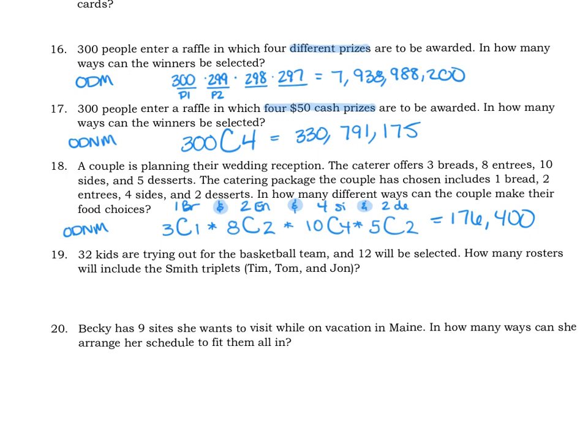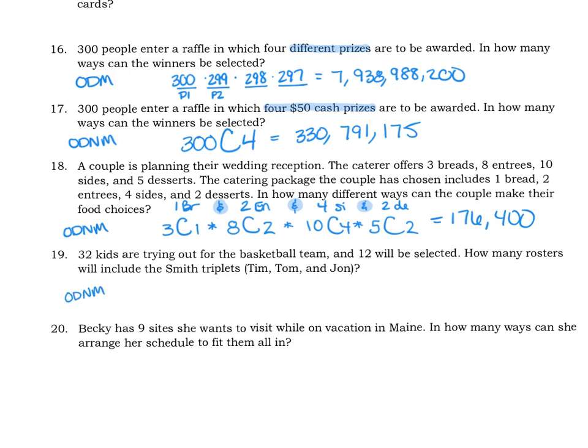Number 19, 32 kids are trying out for basketball. 12 will be picked. How many rosters will include the Smith triplets, Tim, Tom, and John? Okay, so think about, again, first of all, when you put the names on the roster, does it matter what order you list the names in? And you should be saying, no, it doesn't matter whose name is listed first. All these 12 kids are on the team. Okay, so order does not matter.